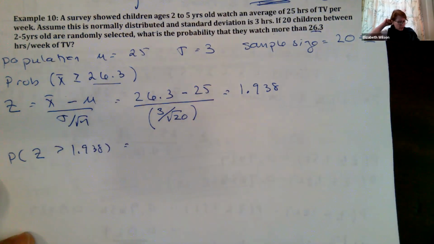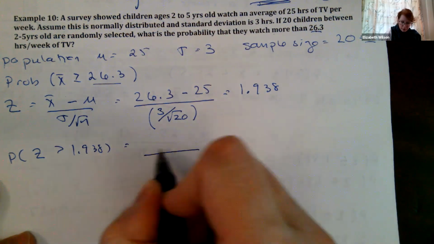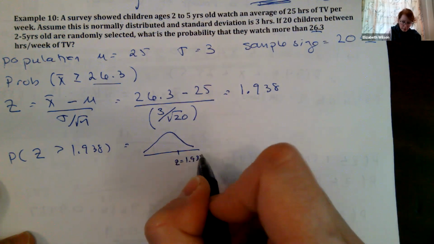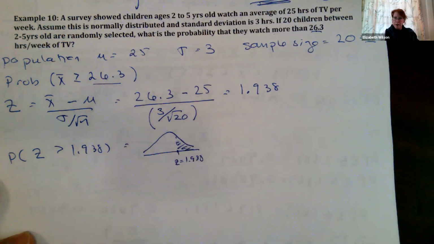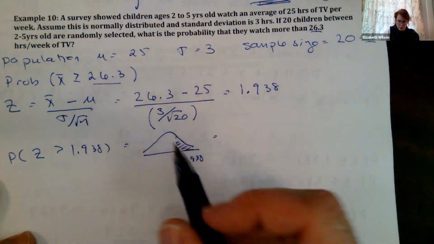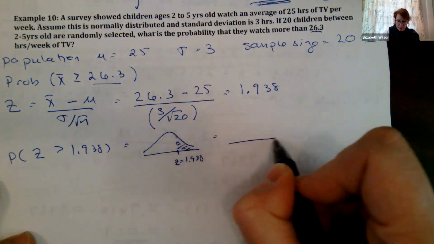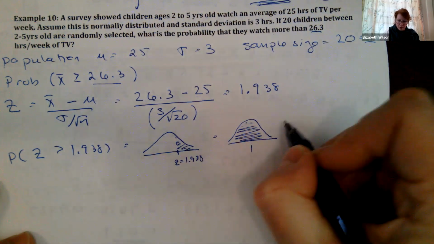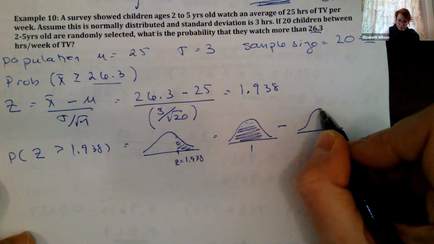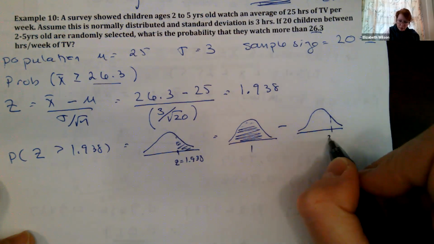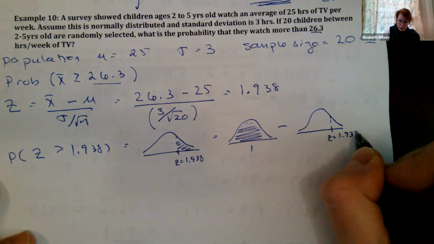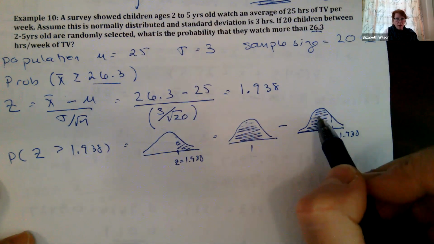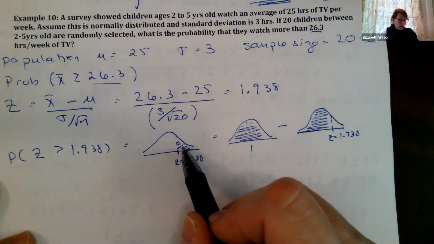Remember, to get a greater than value, I'm going to draw this out. Here's my z equals 1.938. I want this probability right here, that area under the curve, but my z table tells me everything that's less than that. So I have to take my whole curve, which has a probability equal to 1, and subtract out the probability value that I find for z equals 1.938. My z table gives me this value, and I subtract it from 1 to get the values that are greater than that.